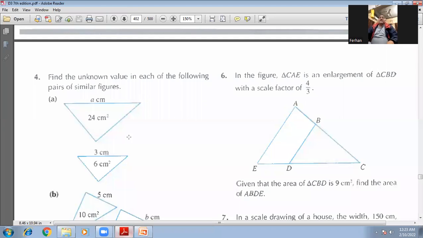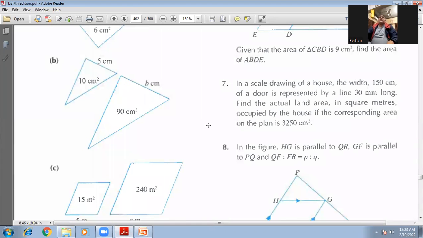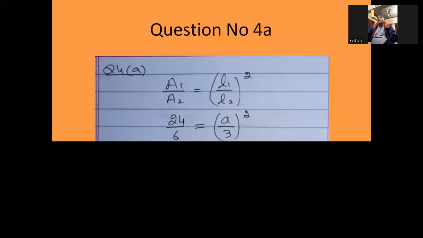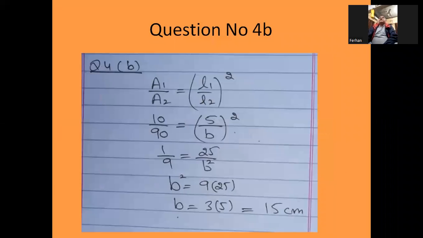Let's go to the next part, and the next part is question number 4, B part. Here the area 1 is 10 centimeter square, length 1 is 5 centimeter, area 2 is 90 centimeter square, and the length 2 is the question. So I will apply the same formula. Area 1 by area 2 is equal to length 1 by length 2 whole square. So 10 by 90 equals 5 by B whole square.